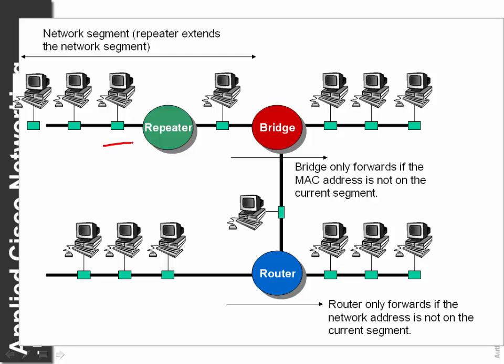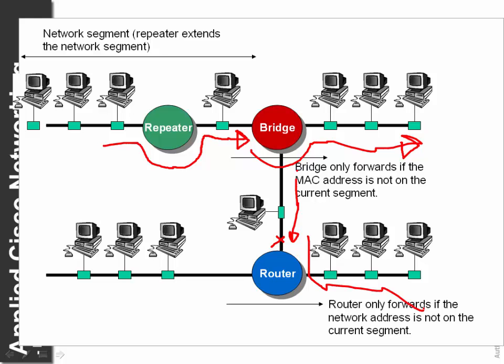Repeaters also extend the network segment, basically cleaning up the signals, multiplying the signal strength and resynchronizing. The bridge also in this case will forward ARP broadcasts along here too, but they will be stopped by this port. Also, the router only forwards for a network segment which is on that segment.